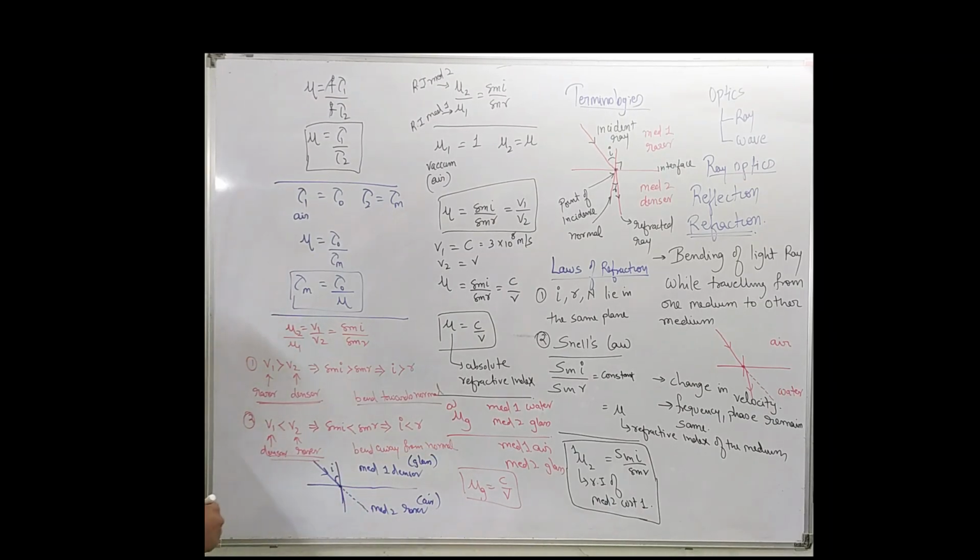And the drawing would be something like this. Rather than going towards the normal, it will go away from the normal. This angle of refraction will be more than the angle of incidence.